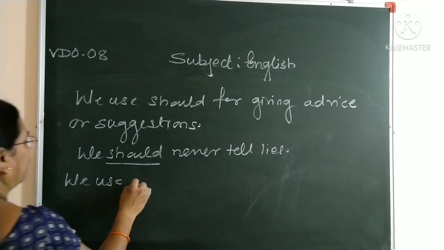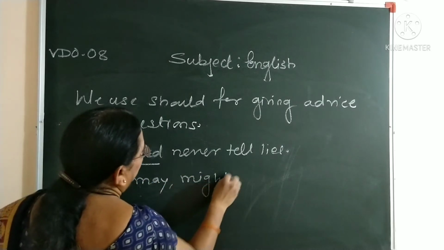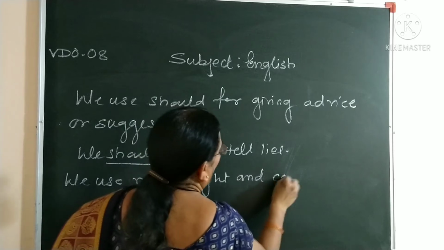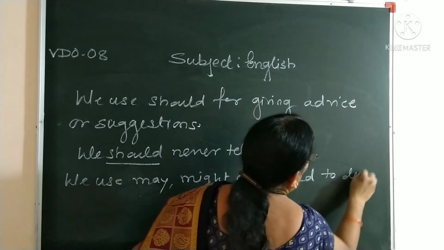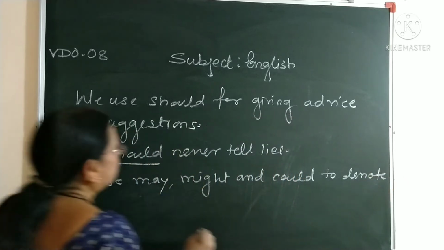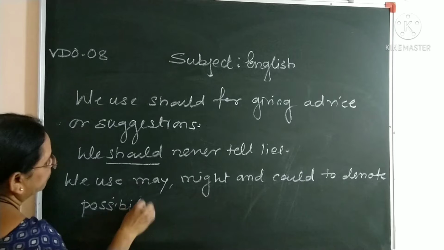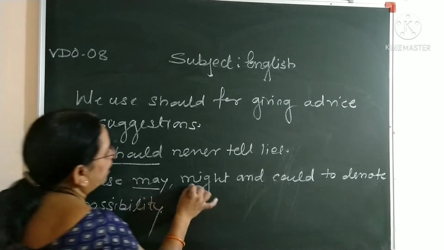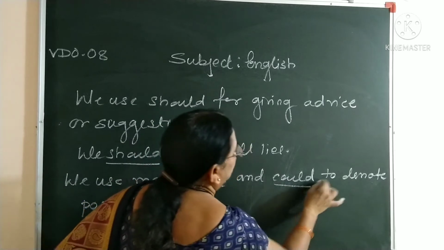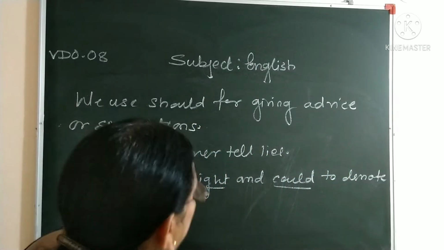Next, we use may, might and could to denote possibility. The modal auxiliaries may, might and could are used to show possibility. Examples.